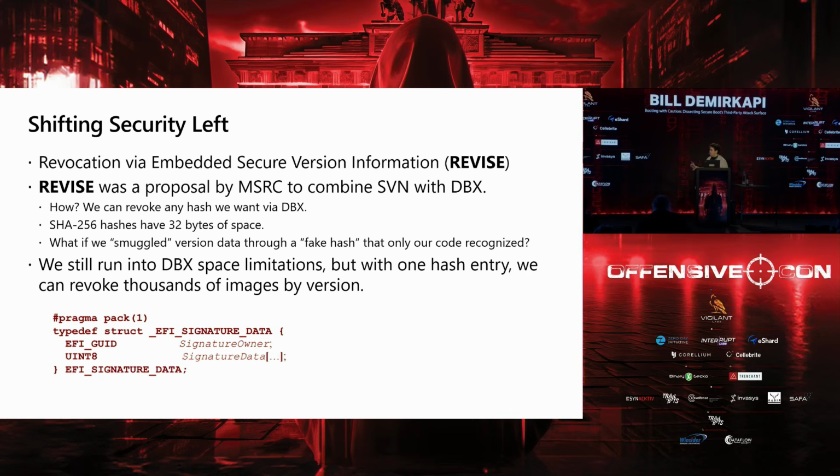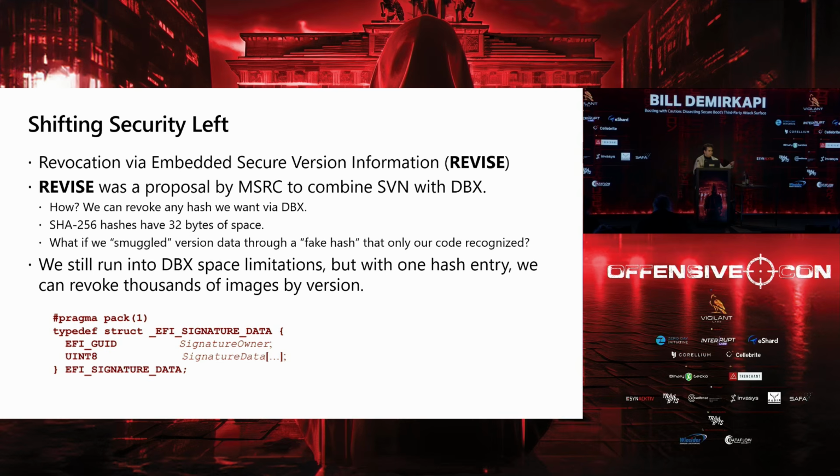So here's where revocation by embedded secure version information comes into play. I call it ReVISE. This was a proposal from MSRC to combine SVN with DBX. Now you might say DBX is used to store hashes and certificates. How do you involve a version? Well, we can revoke any hash we want through DBX.